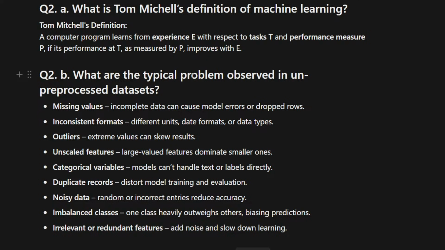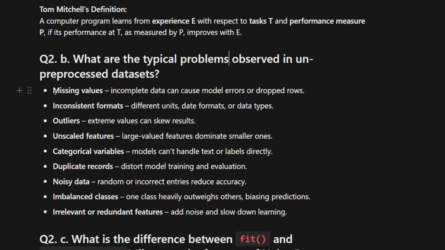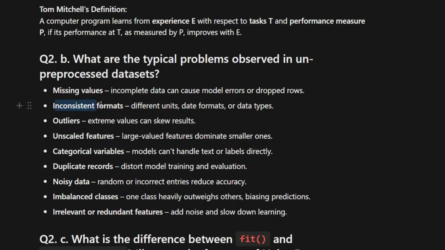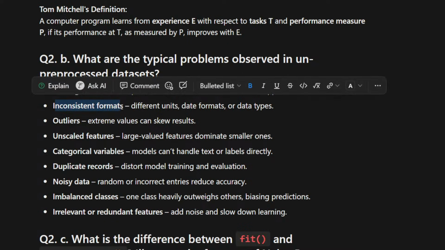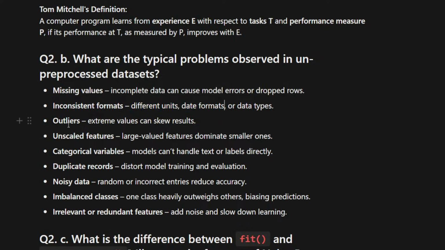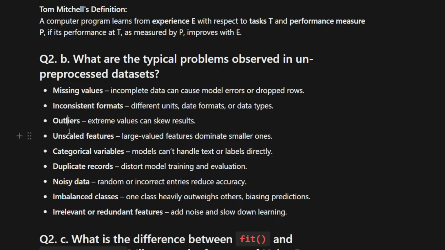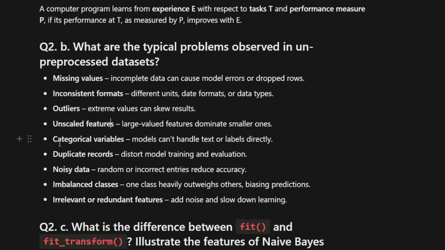And what are the typical problems observed in unpreprocessed datasets? Of course, there are missing values. The formats might be inconsistent, for example different units, different date formats, etc. And they are outlier prone, so there can be outliers because it's not scaled. Then unscaled features, same.